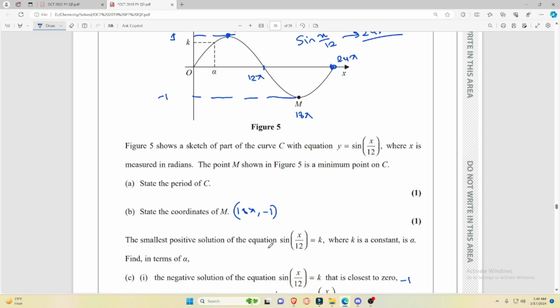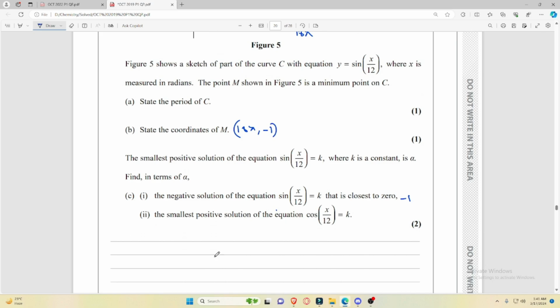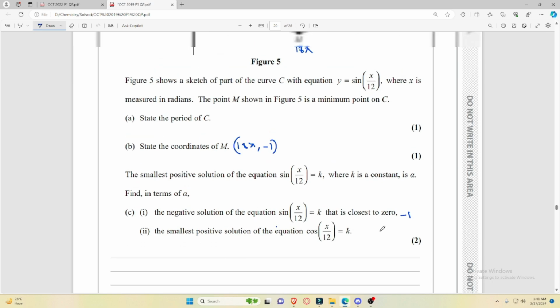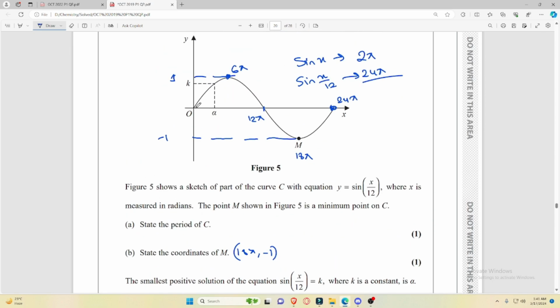Okay, the smallest positive solution of the equation sine x by 12 equal to k, where k is a constant, is alpha. Find in terms of alpha the negative solution of the equation that is closest to 0. That means they want the smallest negative solution for sine x by 12 equal to k, and the solution is alpha, meaning when x is alpha, y is k, as simple as that. So now if I draw this graph, it would look something like this, and they want the negative solution when the graph is equal to k.